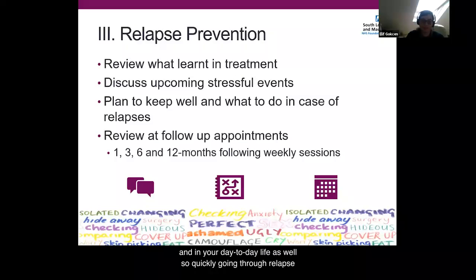So quickly going through relapse prevention. This is the part of treatment where we know that it's helpful to sit back and take stock of what has been most helpful, review what's been learned and what's really standing out for the young person, as well as thinking about what are some of the upcoming events that might be stressful that we need to plan for, and create a bit of a blueprint of what the young person will do to build on their progress in a self-led way, and what support they might need from their family, for example, to keep their progress going.